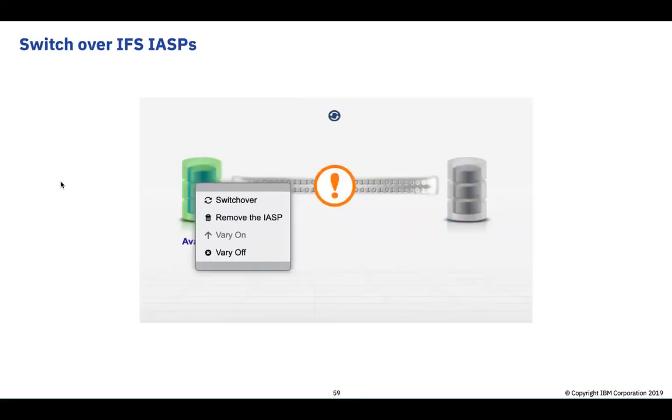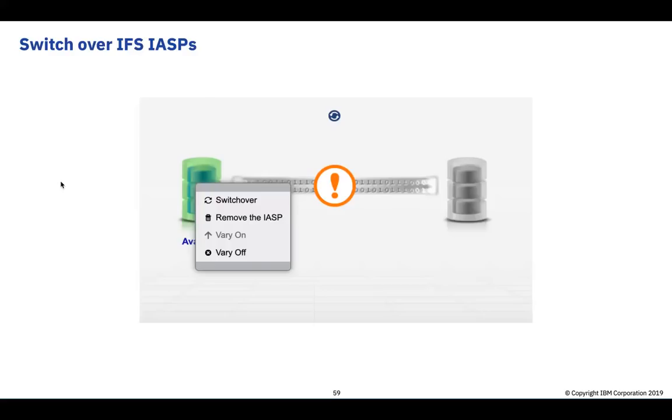IFS is slightly different because, once again, I can switch that between the two Db2 Mirror nodes, so we have a switchover capability if you want to manually switch over. In a planned maintenance scenario where you're doing maintenance on the secondary, you might want to preemptively switch your IFS over to the primary node if it's currently on the secondary node, or when you're doing that role swap, you might want to switch that independent ASP at that point in time.